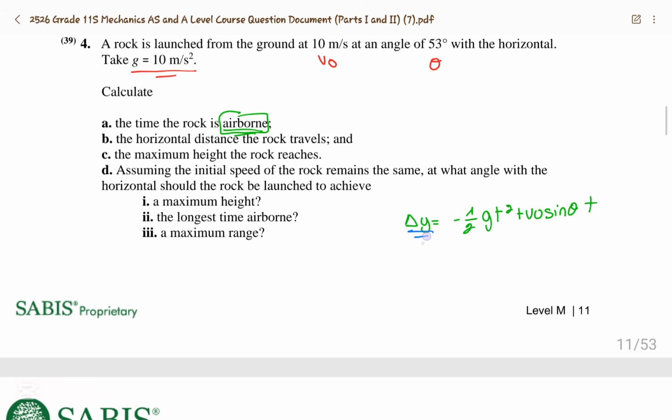My delta y is going to be 0 in this scenario only. Why? Because it starts on the ground and ends on the ground, so my delta y displacement is 0. But if I threw it from the top of a building and it fell below the building, then my delta y displacement is not 0. It's the height of the building, right?